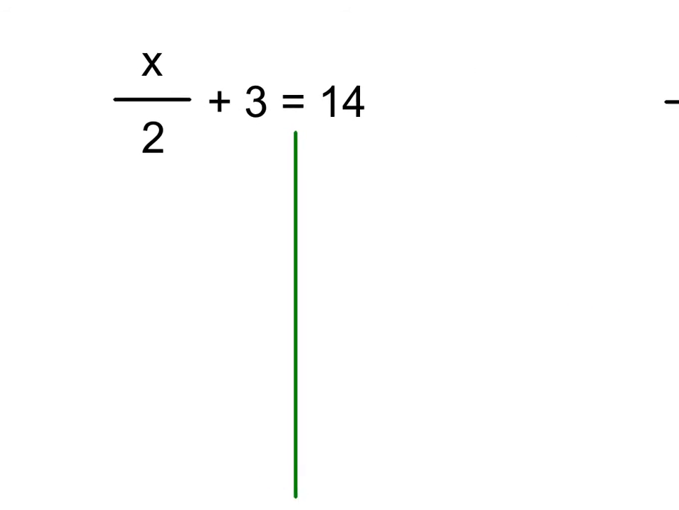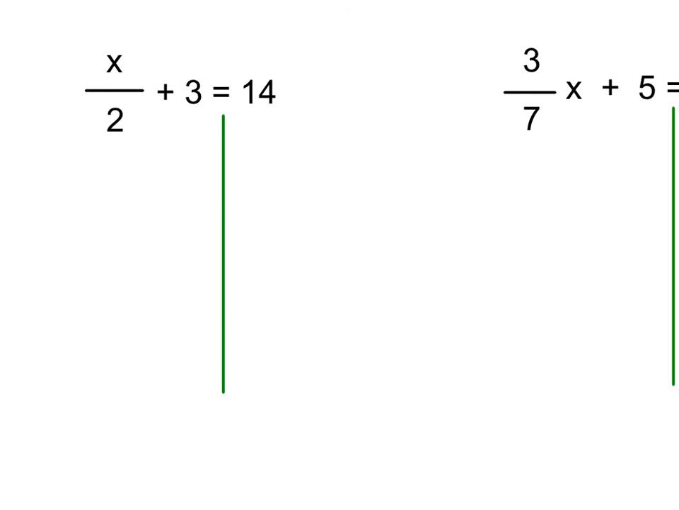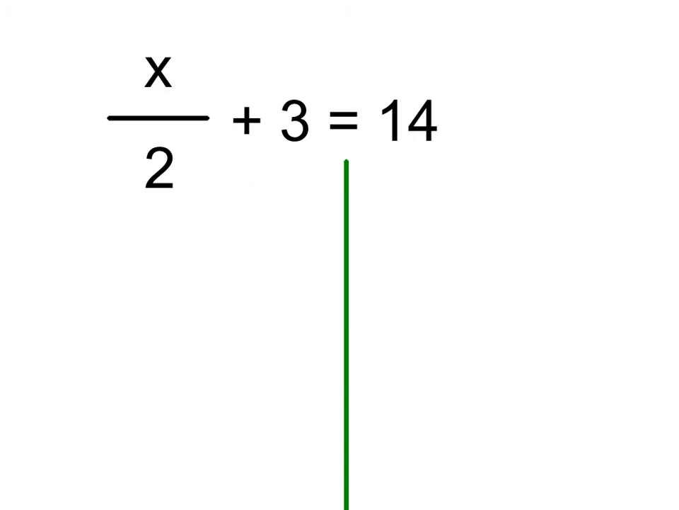Notice we have fractions involved, and there's a key difference between these two problems. So this one, we'd start the same, right? We're going to get rid of addition and subtraction first. So instead of adding 3, I would subtract 3. I have now just the x divided by 2 part equals 11.